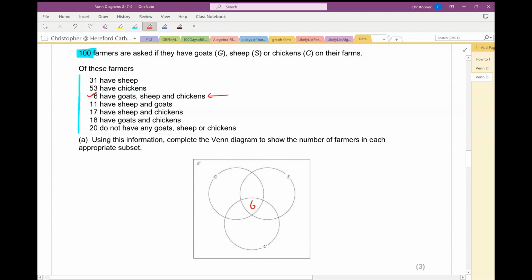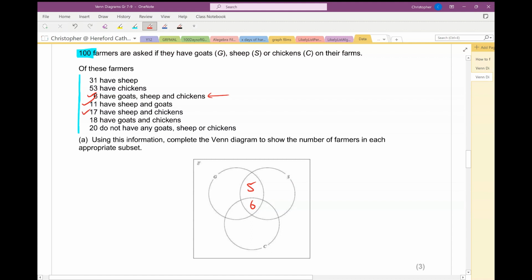11 have sheep and goats, right? It would be tempting to write 11 in here, but if you were to write 11 in here, that would mean that 17 have got sheep and goats, and that isn't correct because only 11 have got sheep and goats, so that must be a 5. Right, I can tick that off.